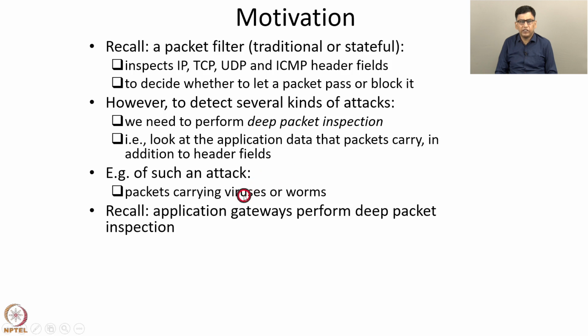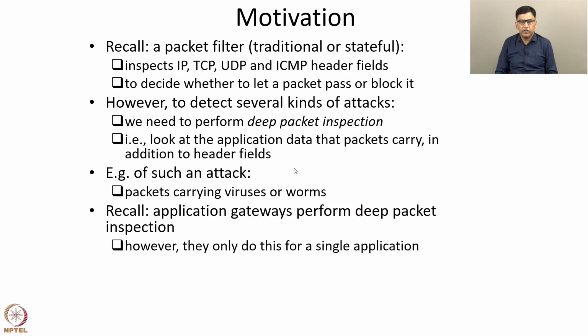Now, recall that application gateways, which we discussed earlier, perform deep packet inspection. For example, we looked at an example of a telnet gateway. It examines the application data in the packet and finds out which user is trying to telnet. So, application gateways perform deep packet inspection, but they only do this for a single application, for example, telnet or HTTP or FTP and so on. So, there is a separate application gateway for each application.